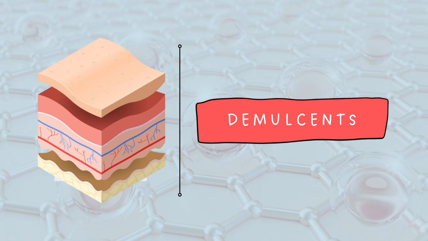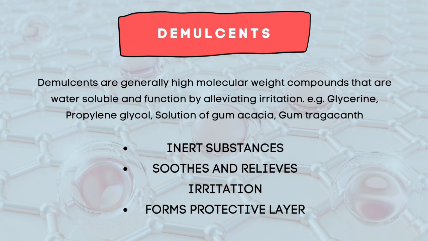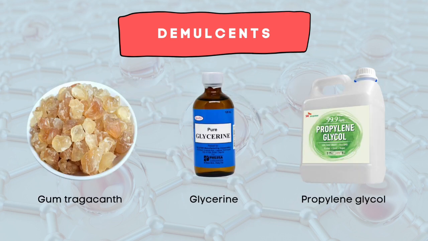Next class of drug under skin and mucous membranes are demulcents. Demulcents are generally high molecular weight compounds that are water-soluble and function by alleviating irritations. Examples are glycerine, propylene glycol, solutions of gum acacia, and gum tragacanth. These are inert substances which soothe and relieve irritation, primarily by involving the inflamed or injured mucous membranes. They form a protective layer over the irritated surfaces. Here we have some examples of demulcents. We have gum tragacanth, glycerine, and propylene glycol.